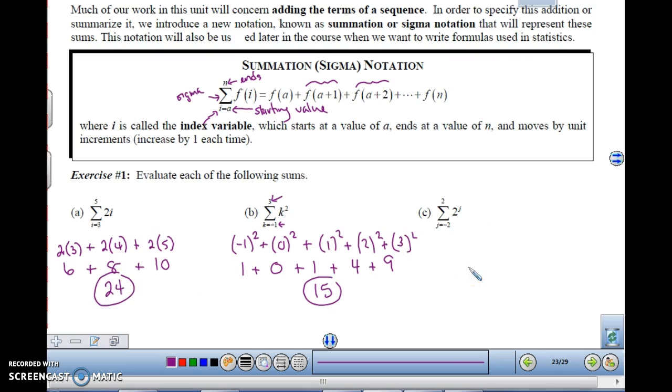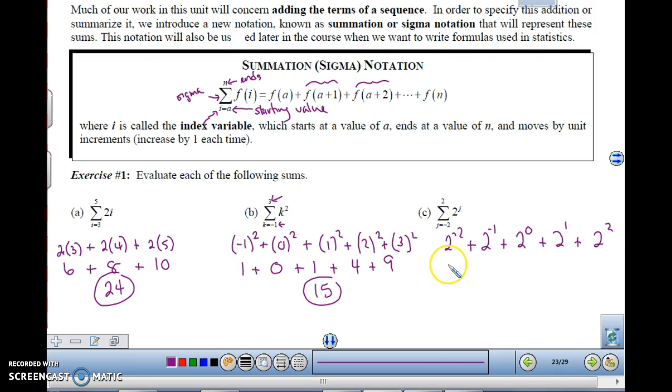Okay, now let's try this one. The summation from j equals negative 2 to 2 of 2 to the j. All right, so what am I going to put in first? Well, I'm going to do 2 to the negative 2. That would be my first term. Plus 2 to the negative 1. Plus 2 to the 0. And when do I stop? When I get to 2 to the 2.